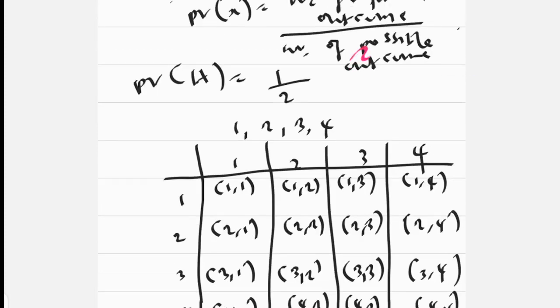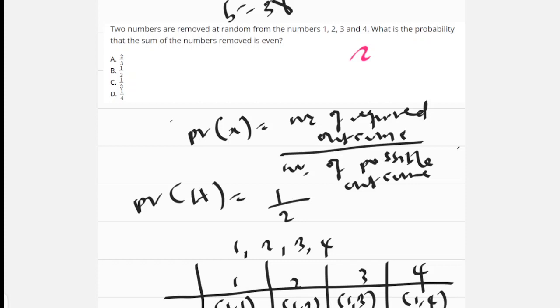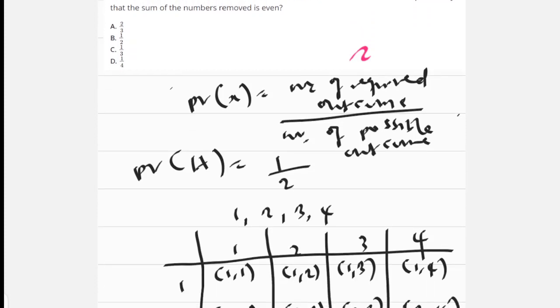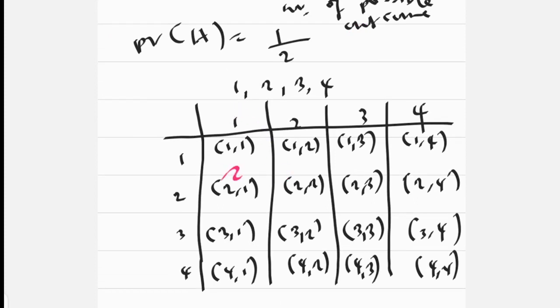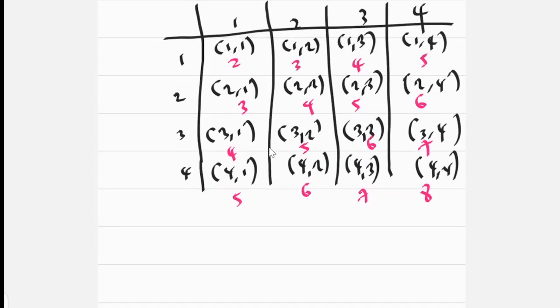Okay, now if you check the question very well, what is the probability that the sum of the numbers removed is even? Let us take the sum of the numbers. This is 2, 3, right? 4, 5; 3, 4, 5, 6; 4, 5, 6, 7; 5, 6, 7, 8. I hope you understand now. So the possible sums we can have are what? 1, 2, 3, 4, 5, 6, 7, 8, 9, 10, 11, 12, 13, 14, 15, 16.